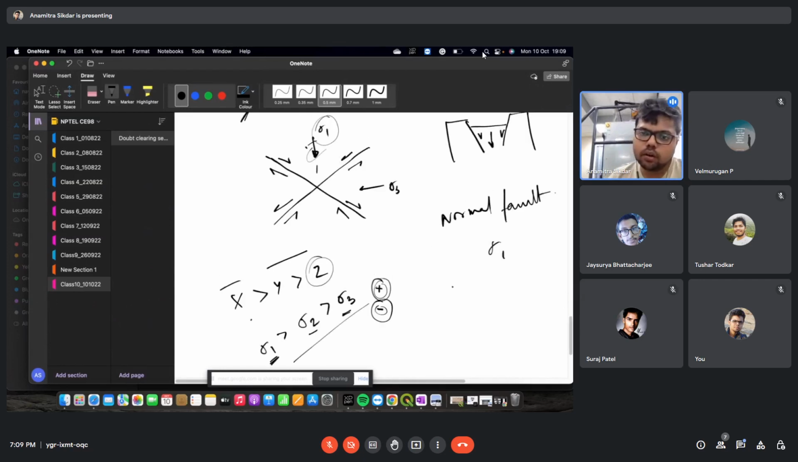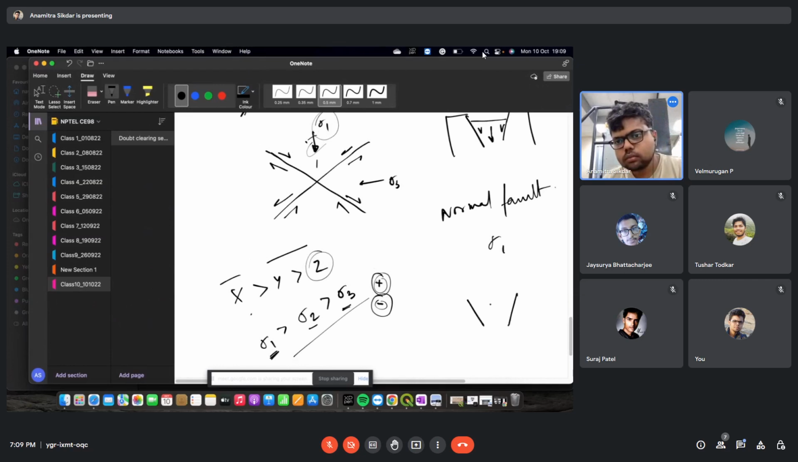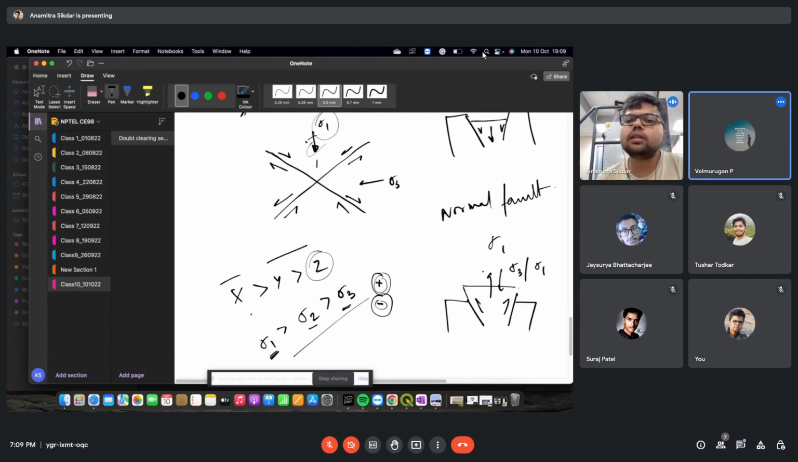Okay, so for reverse fault, if the block moved upward, then what is this direction? Is this direction sigma 3 or sigma 1? Sigma 3, sir. Sigma 3. So for reverse fault, the vertical direction will be sigma 3.